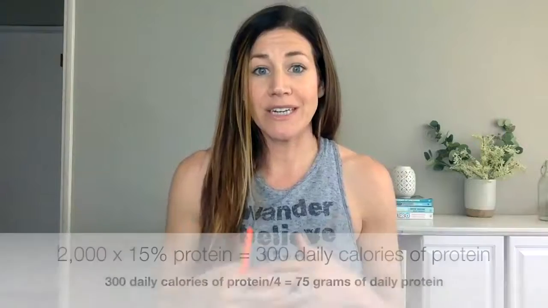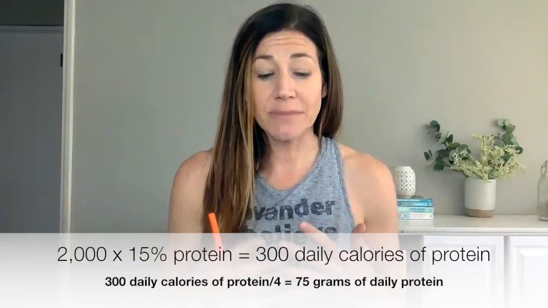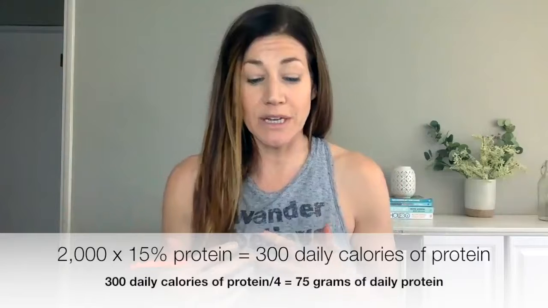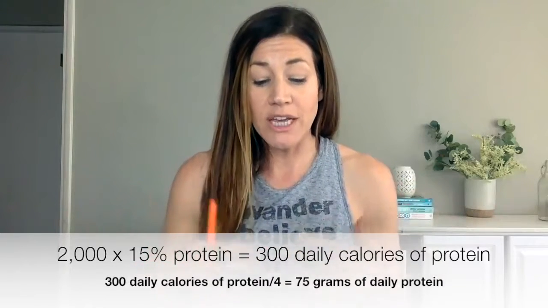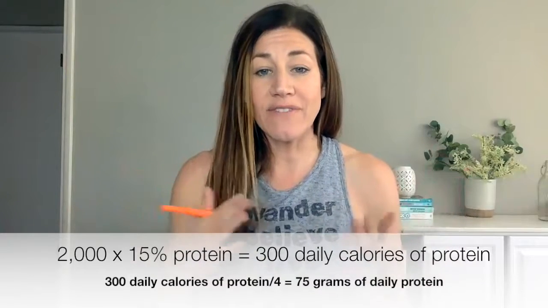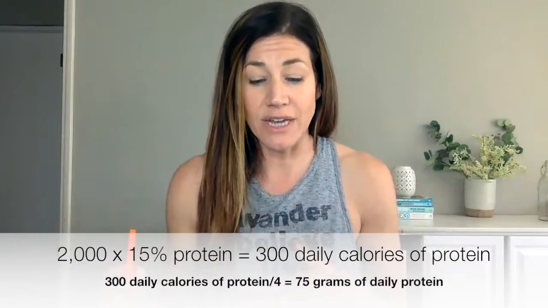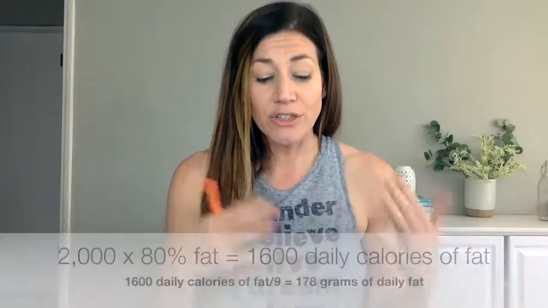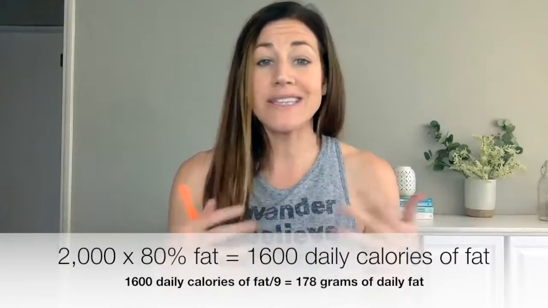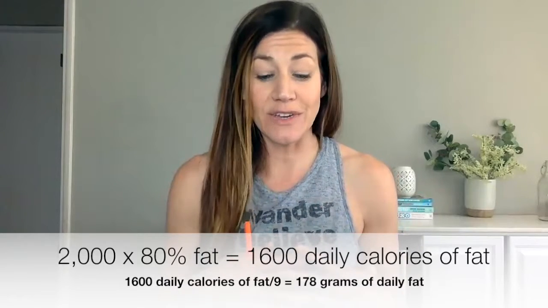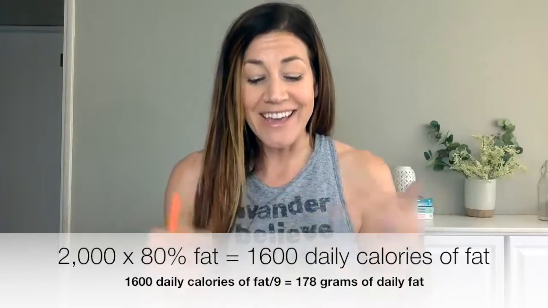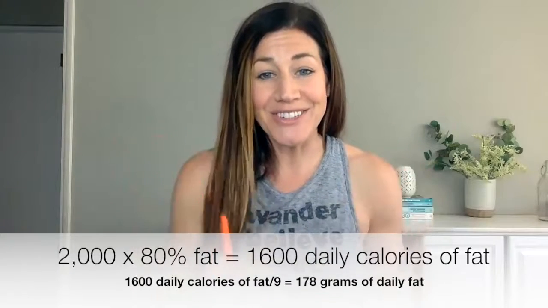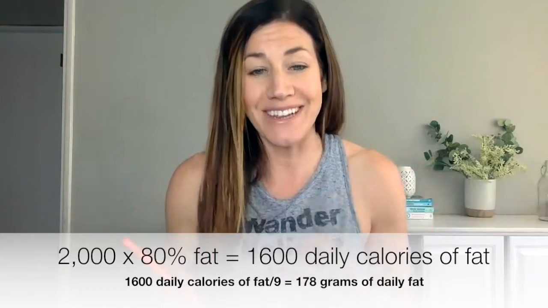Then you're going to have protein. 2,000 times 15% or 2,000 times 20% of your protein, whatever you're looking at, is going to give you about 300 calories of protein, divided by 4. That's going to give you 75 grams of protein you're looking at getting in every single day. Now, this is for a 2,000 calorie diet, so don't forget, guys. And then fat. 2,000 times 80% fat or 70% fat, whatever you're looking at achieving at this moment, means 1,600 calories of your daily diet is going to come from fat. Then you divide that by 9, which gives you 178 grams of daily fat a day.